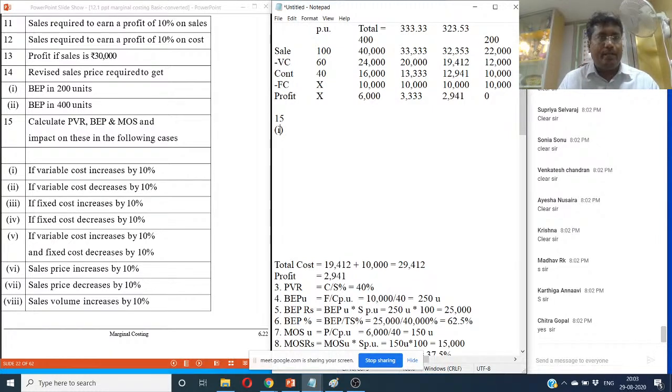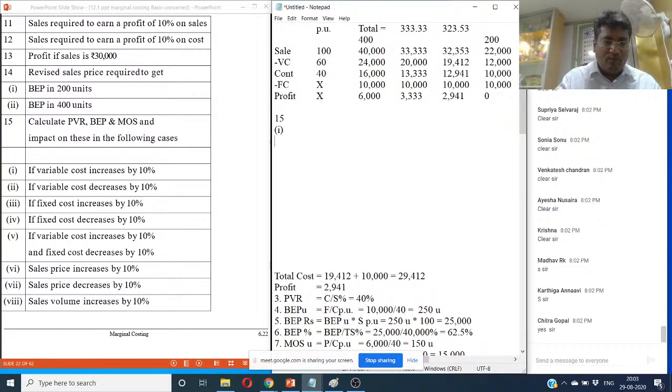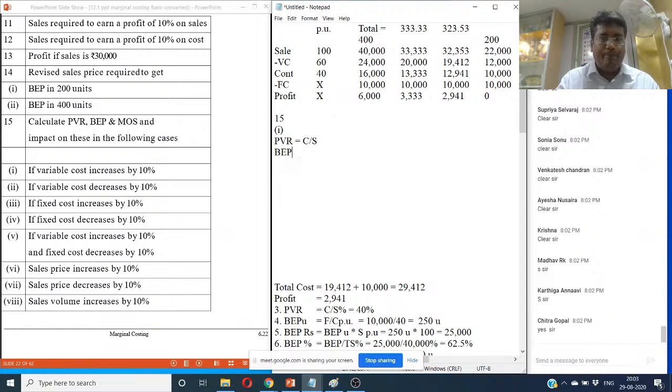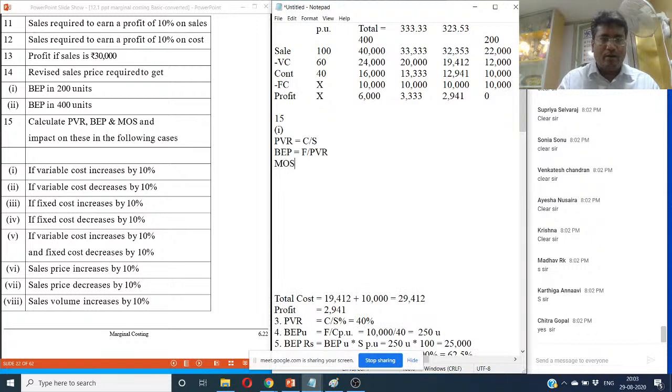Calculate PVR, BEP, MOS and the impact on these in the following cases. If variable cost increases. The formula for PVR is contribution by sales into 100. The formula for BEP is fixed cost divided by PVR. And the formula for MOS is profit divided by PVR. In each and every case, whatever changes they are stating here, take into care and incorporate those things in the illustration. So you will get the answers easily.